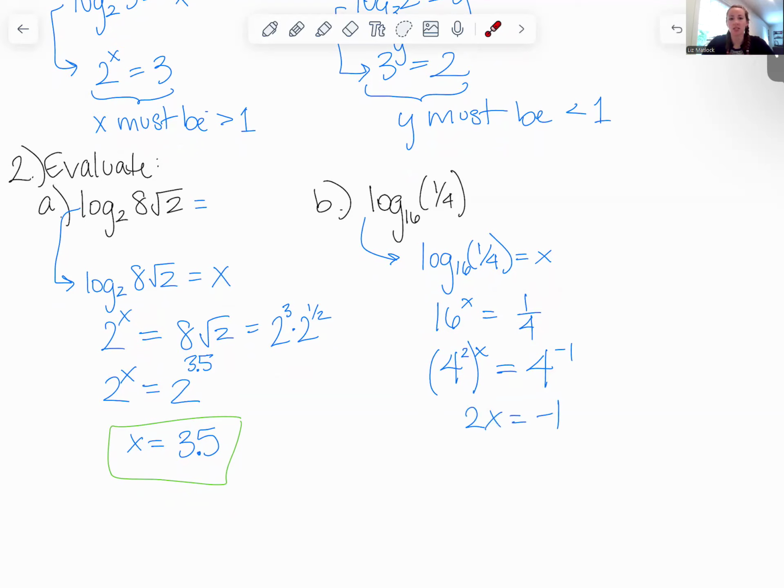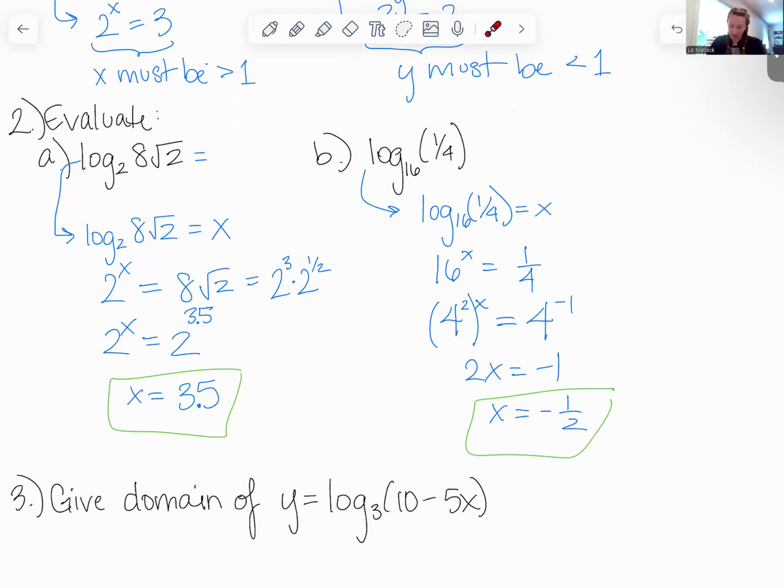And we've solved equations that have the same base in a previous video, if you need to go back and review that. All right, so now that I have the same base, I can set the exponents equal to each other. So I have 2x is equal to -1. So x is equal to -1/2.